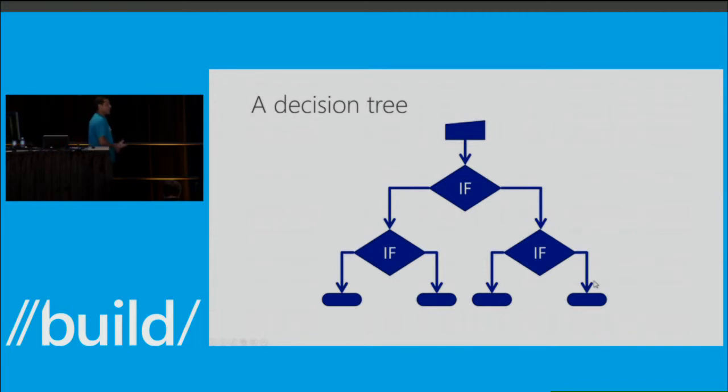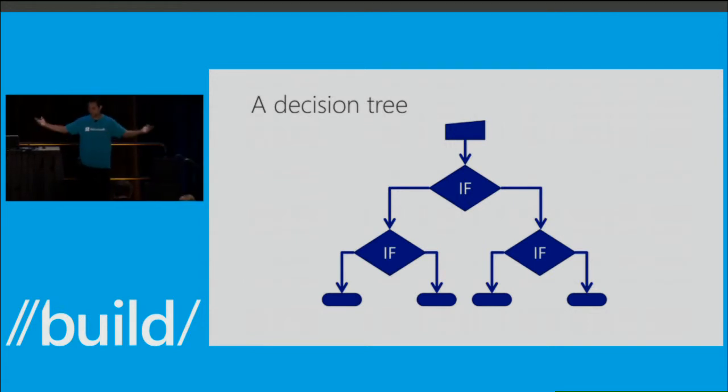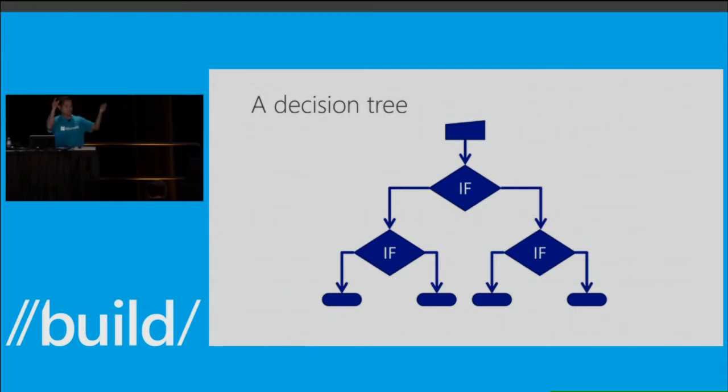So we used decision forests for our code. Decision forests are forests of trees. So what is a decision tree? A decision tree is when you start your code, you do a bunch of ifs, and you arrive at something that you have as a conclusion.